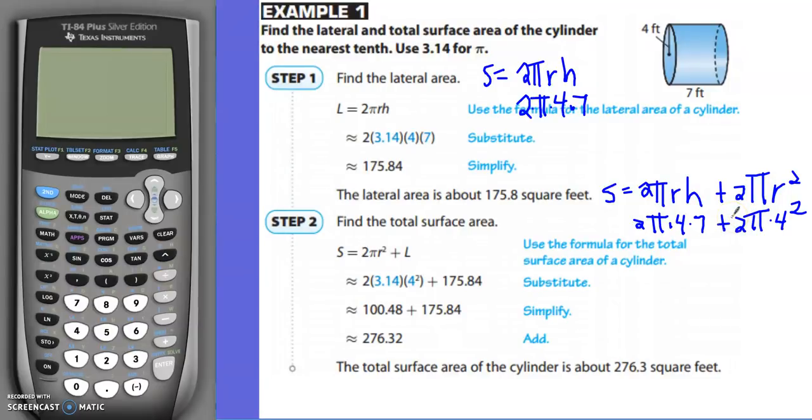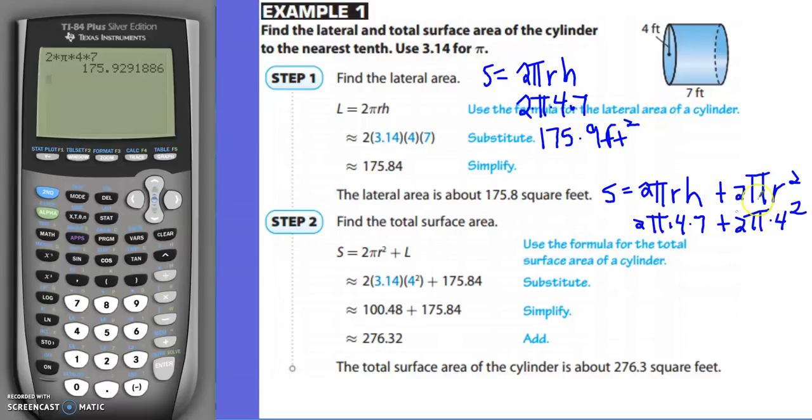Okay, now we're just going to substitute in. So we're going to say 2 times pi times 4 times 7. We're going to round to the nearest tenth, so 175.9. Okay, and this is in squared units, so feet squared.